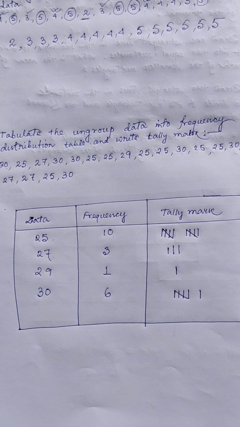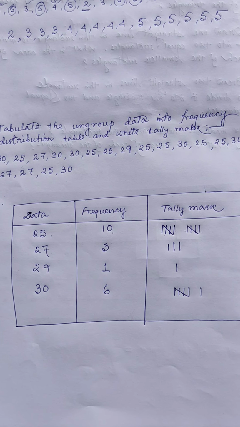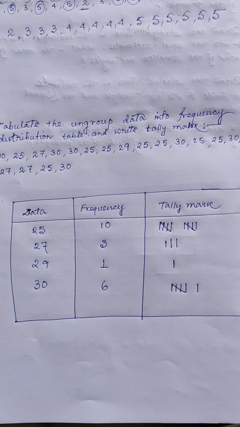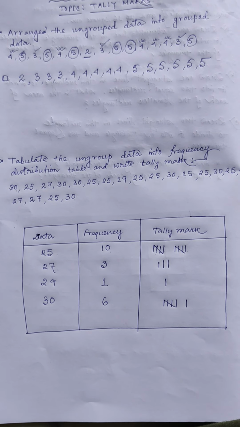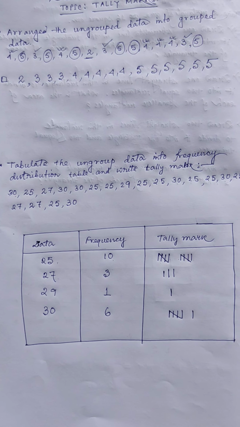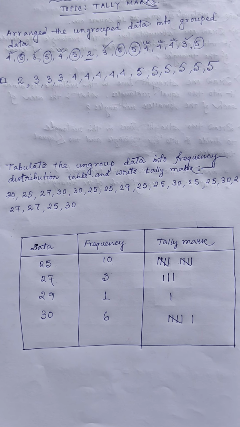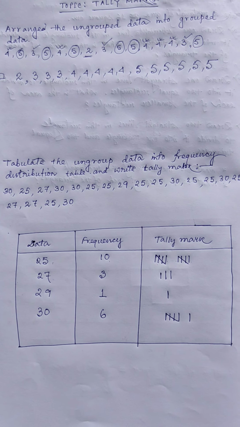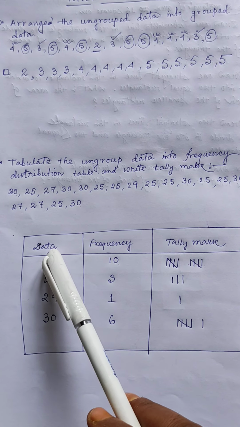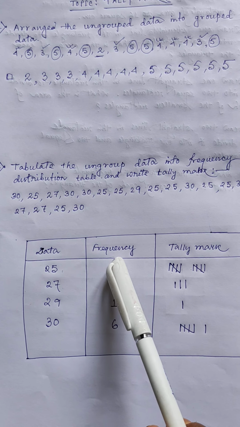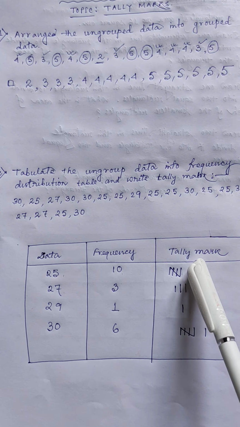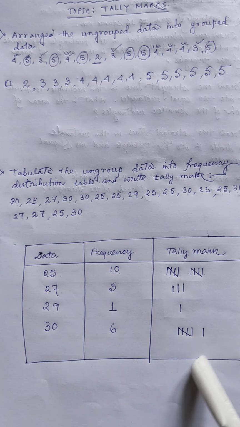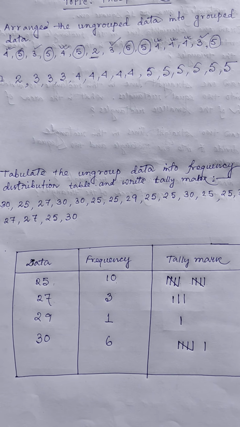So in this way, you can represent that, you can draw the tally mark. Tally mark is very useful to count the data in a set of data. So first column data, second column frequency, third column tally mark. In this way, you can arrange the data in a frequency distribution table.